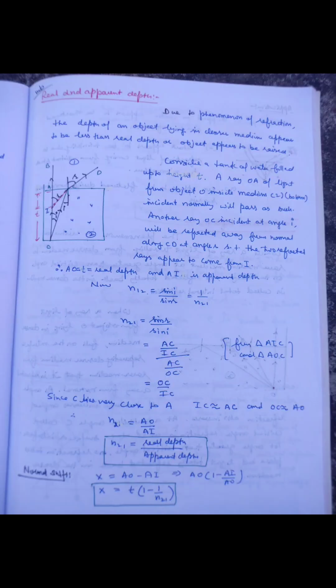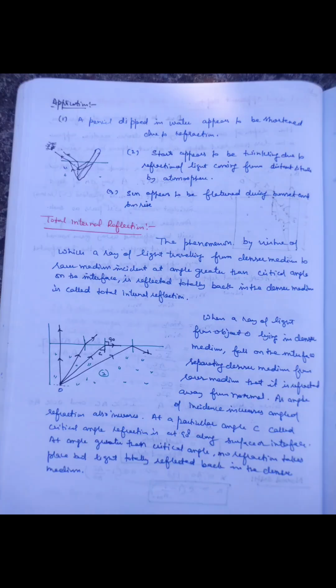A ray incident obliquely on a parallel glass slab emerges out parallel to the incident ray, but it is laterally shifted. The depth of an object lying in the denser medium appears to be less than the real depth, or the object appears to be raised, due to the phenomenon of refraction. Therefore, the relative refractive index of medium 2 with respect to 1 is also equal to real depth upon apparent depth. An object dipped in water appears to be shortened due to refraction.